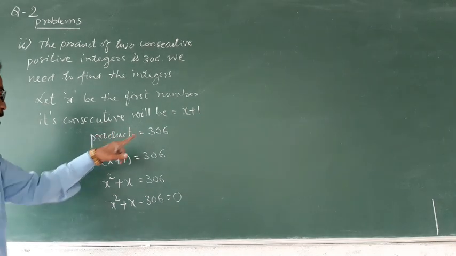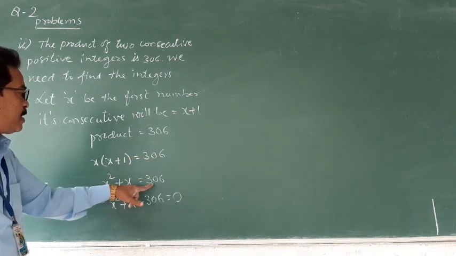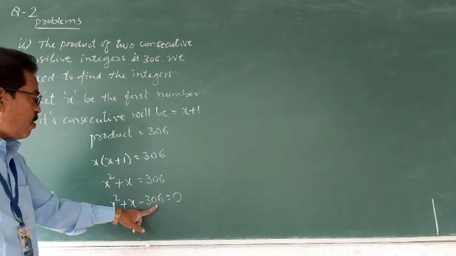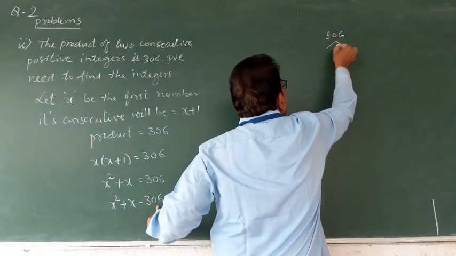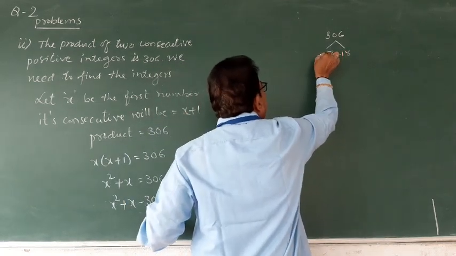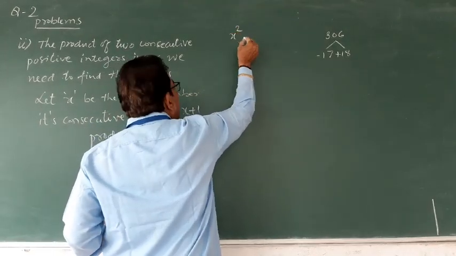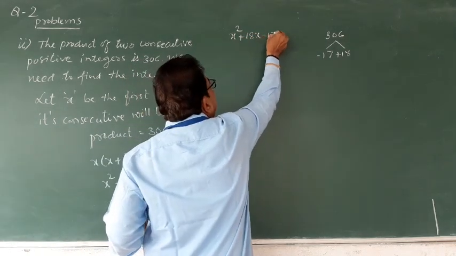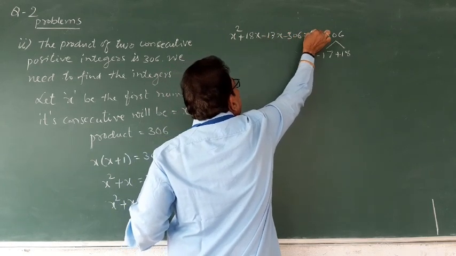See, product 306, x in the bracket x plus 1 equals 306, x square plus x minus 306. Okay, let us factorize this one. 306 equals 17 and 18. So plus 18, minus 17. So x square plus 18x minus 17x minus 306 equals 0.